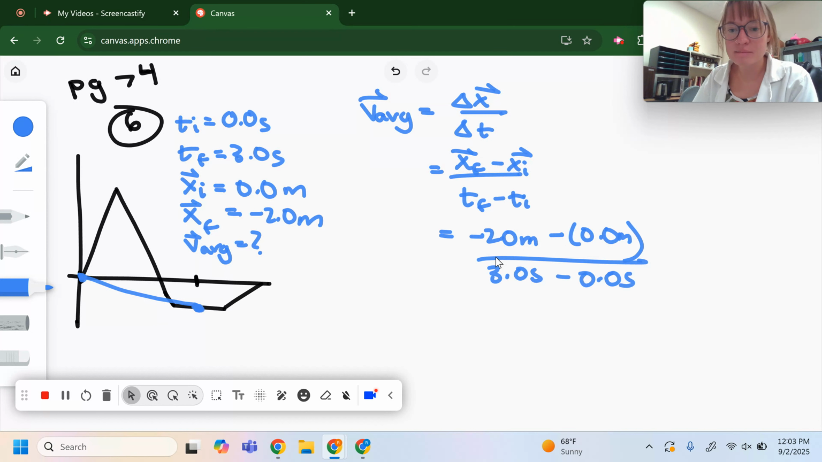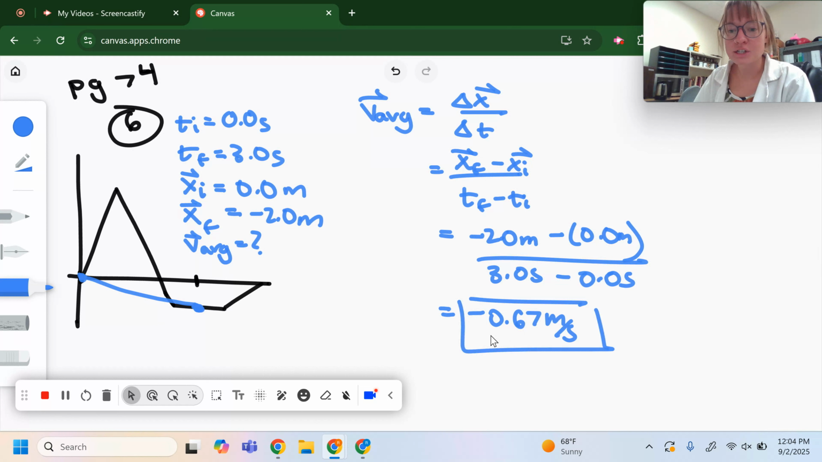And here the math becomes quite easy because your zeros just kind of go away, and so I end up with 2/3. And you know that 2/3 is best represented by negative 0.67 meters per second. Hey, stop here. My answer is negative. That negative indicates a direction, which means on average during this time, the squirrel is moving backwards.